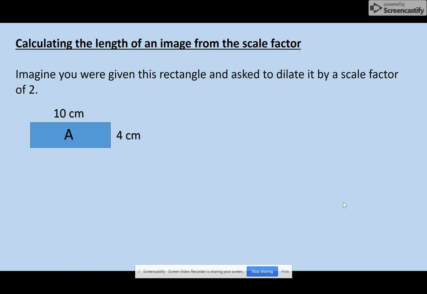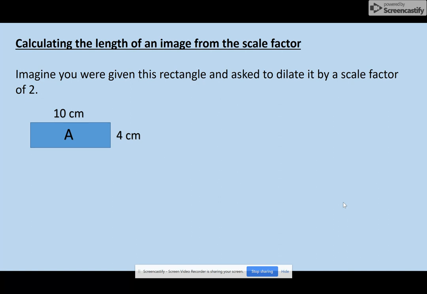But what we're looking at today is, in the questions you had beforehand, you had both shapes. You had the original and the image, and you learnt to work out the scale factor if you had both of those things. But what if you had one of the shapes and you were told the scale factor and you had to figure out what the other shape looks like? That's what you're learning today.